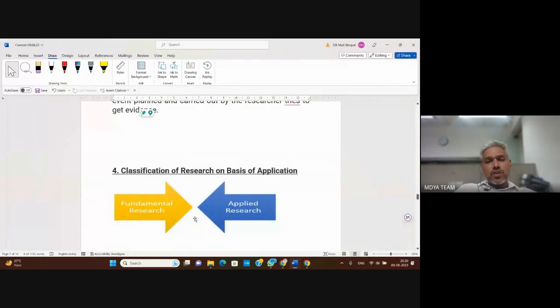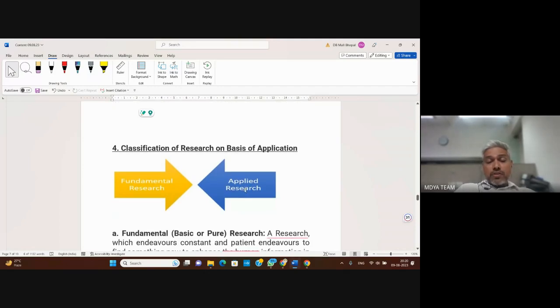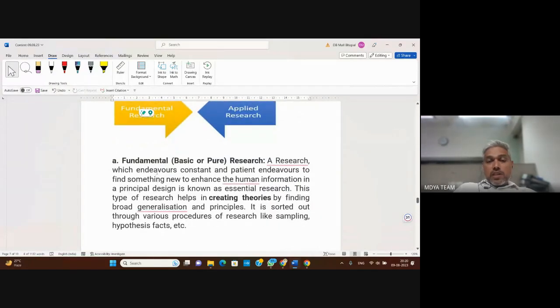Next, classification of research on the basis of application. On the basis of application, there are two types of research. One is fundamental research. We also call fundamental research basic research or pure research. We have already discussed it in types of research. On the basis of application, these two types of research come under this. Remember this word, right? So first we will discuss fundamental, basic or pure research.